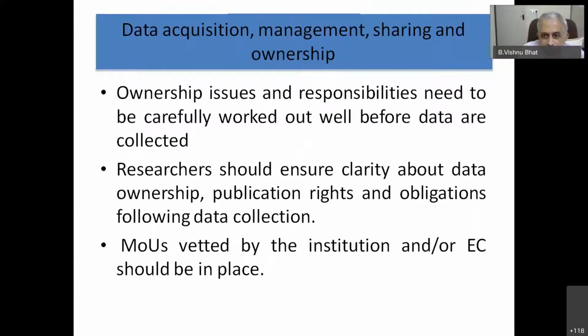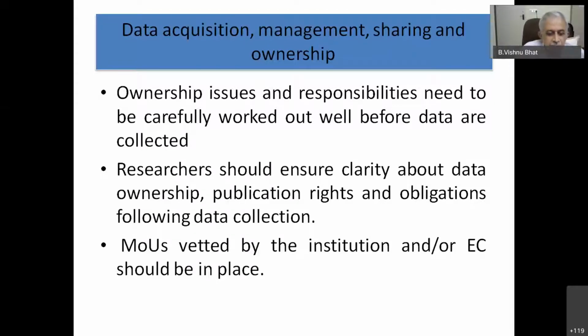So the ownership and responsibility need to be carefully worked out before the data are collected. You should state what is my role, what is the institution's role, what is this role, and it has to be approved. The researchers should ensure clarity about data ownership, publication rights, and obligations. All these things have to be discussed. Sometimes the issue of publication comes: who is the first author, who is the second author, who is the corresponding author. This has to be settled when you are submitting the research proposal itself, so that tomorrow there is no confusion about what is going to happen.